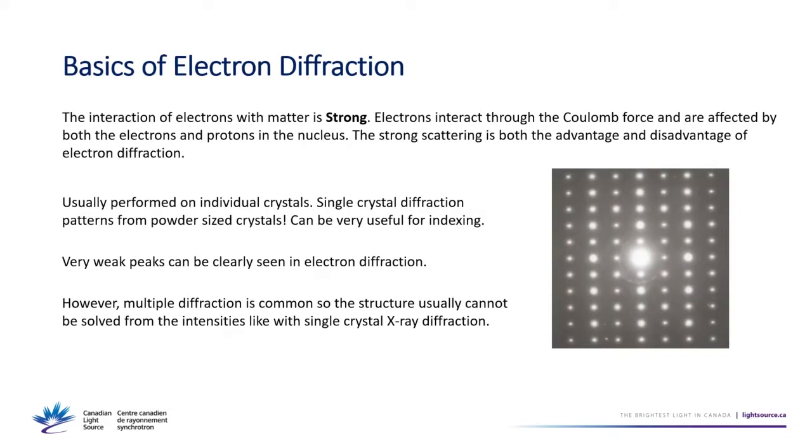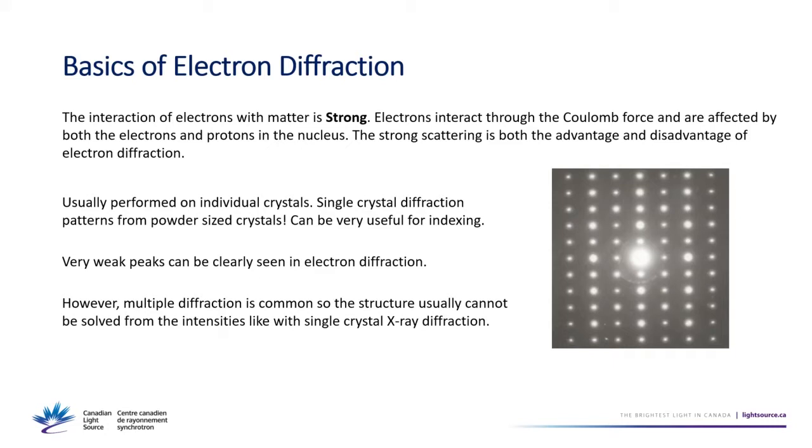Now, electron diffraction is kind of on the opposite end. Electrons interact with matter very strongly because they interact through the electrostatic force, and they are affected by both the electrons and the nucleus. So the very strong scattering is kind of the advantage and disadvantage of electron diffraction. With electron diffraction, you use very small samples that are usually single crystal. So what you can do is get a single crystal diffraction pattern from a tiny grain in a powder sample. When you have crystallite sizes where normally you'd have to do powder diffraction, you can actually get single crystal diffraction data like this. And in fact, you have to use small samples. Your electron beam won't go through the sample.